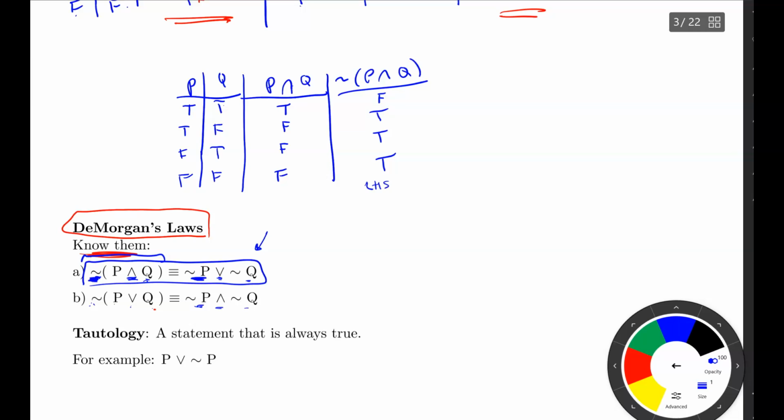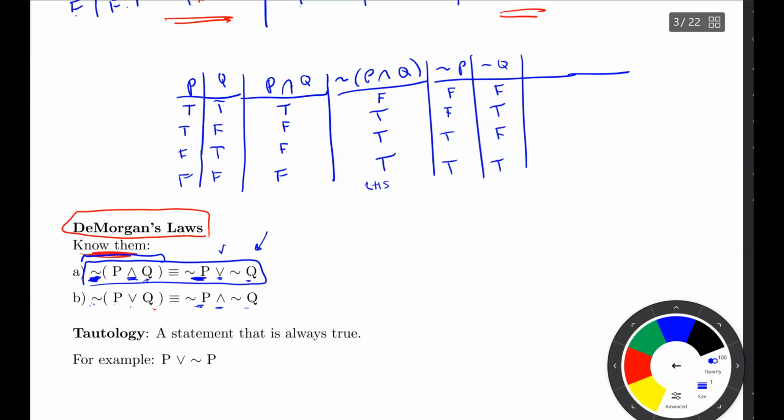Okay, so now I want to build the right-hand side, correct? I want to go slow and take the negation of P. So that's false, false, true, true. And I want to take the negation of Q. So false, true, false, true. And now I want to do the "or", the disjunction: not P or not Q.